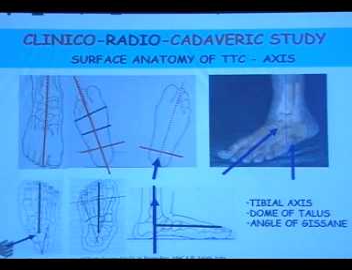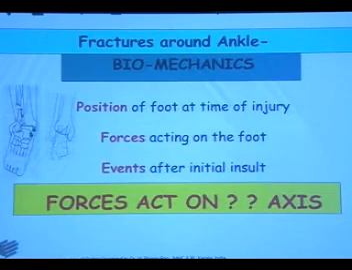But before embarking, can this axis be of some use? I'm sure all of us, in our postgraduate days, talked about fracture ankles and the biomechanics. We talk about the position of the foot at the time of injury. We talk about the forces which are acting. But our teachers have seldom told us on which axis this acts. Could we explain our ankle fractures on this basis?